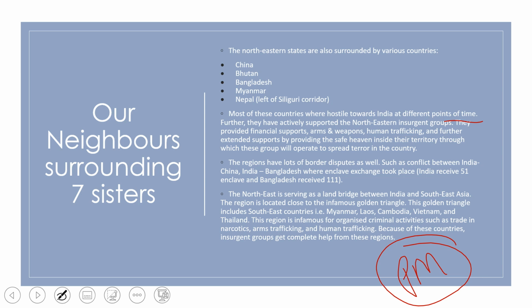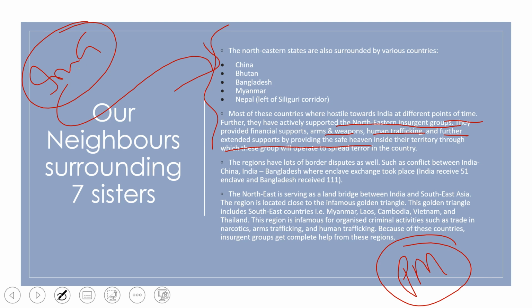Okay. Further, they have actively supported the northeastern insurgent groups, and they provided financial support, arms and weapons, human trafficking, and further extended support by providing safe haven inside their territory through which these groups operate to spread terror in the country. It is saying that whatever insurgent groups emerged, from where were they getting the funding? They were getting the funding from outside countries. I'm not saying they are getting funding from Bhutan or Nepal. I'm just saying they were getting funding from outside countries. Outside countries would be something like Myanmar, China and all. Okay, they were funded from these regions.